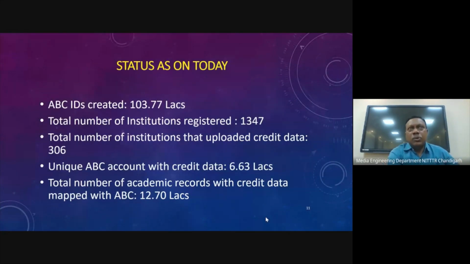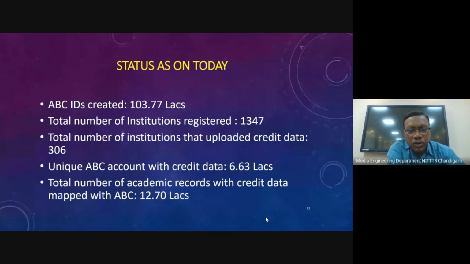As on today, if you see the status, when I say as on today, I was preparing yesterday from the site, taking the statistics. So as on yesterday, the number of IDs created are 103.77 lakhs. Total number of higher education institutes registered so far on this ABC platform is 1347.